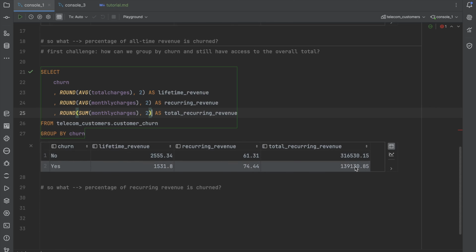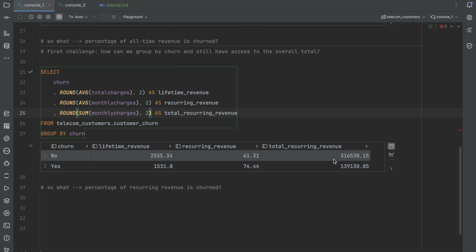So a challenge we're going to tackle is how can we use SQL to get to a point where we could actually have the total overall revenue, so that we could divide our recurring revenue that churned or our recurring revenue that didn't churn over the total revenue that our business is operating with, so we can see these percentages. Otherwise, we're just going to be getting percentages isolated to the population of people who didn't churn or the people who did.